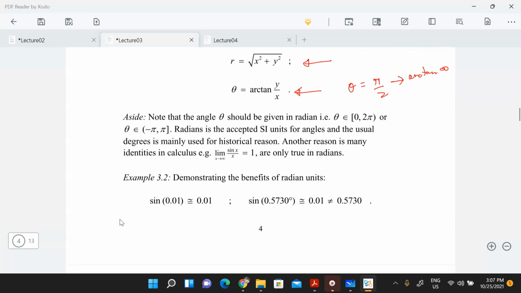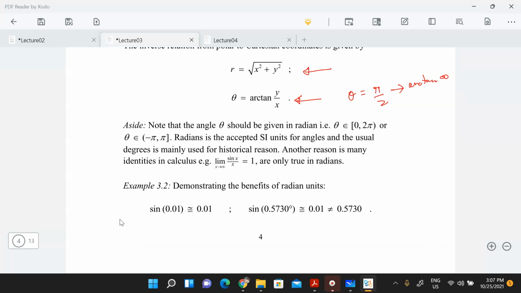This one is another thing. In maths, we tend to use radians. The fact that you use radians is because then it makes sense for you to have this kind of limit. If you try to do it with the concept of degrees, that is no longer really true.